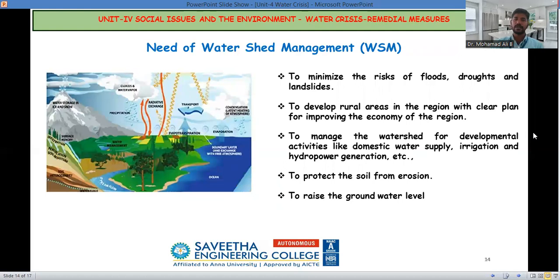So why do we need watershed management? To minimize the risk of floods, droughts and landslides, to develop rural areas in the region with a clear plan for improving the economy of the region, to manage the watershed for developmental activities like domestic water supply, irrigation and hydropower generation, etc. To protect the soil from erosion. Finally, to raise the groundwater level. So these are all important. That's why we need watershed management.